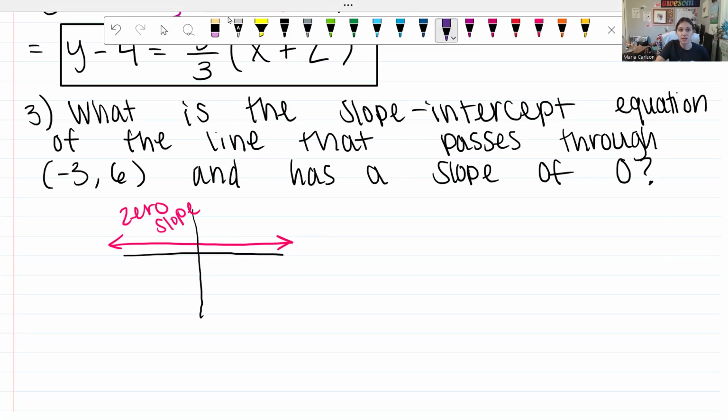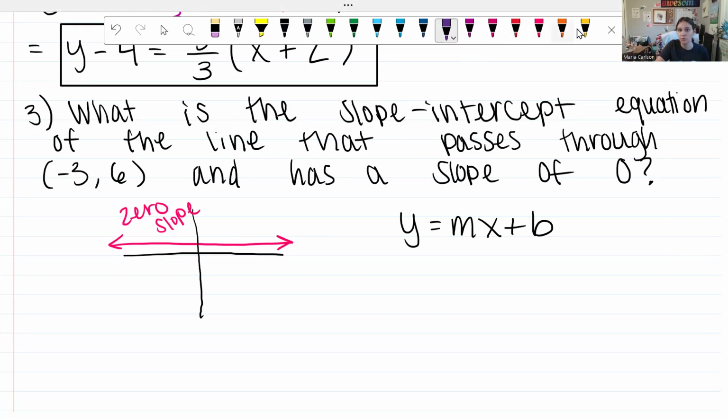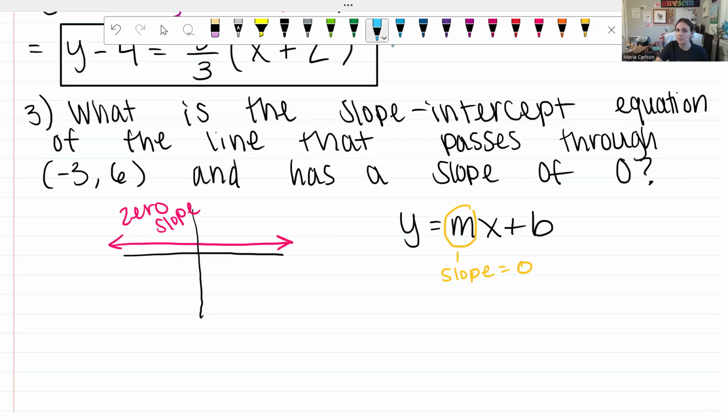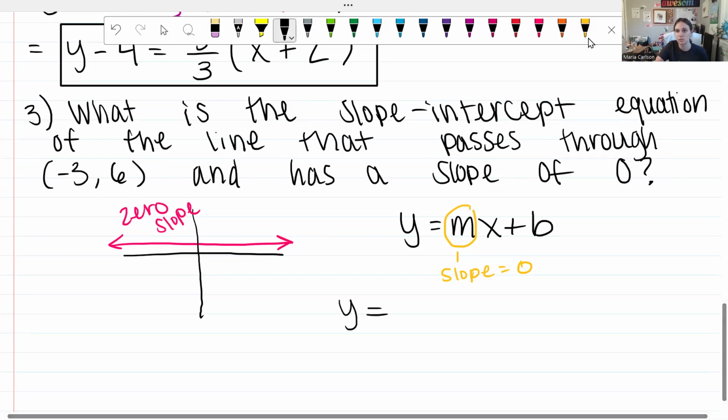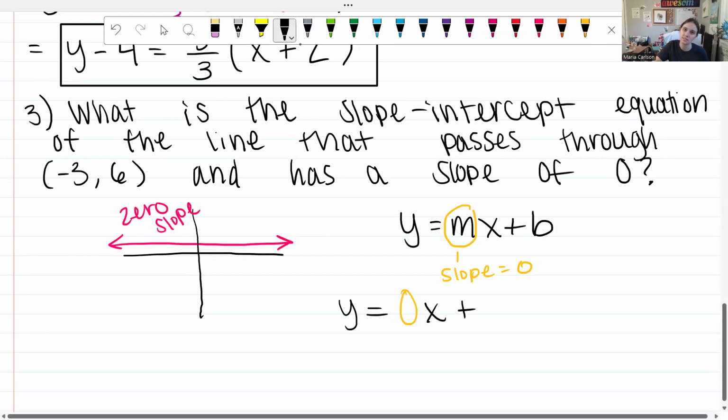So in order to do this, I know I'm going to write an equation that is y is equal to mx plus b. They tell us the slope, or our m value, is 0. They don't give us the y-intercept though. They give us this other point that it passes through. So I'm going to have y is equal to our slope of 0 times x plus whatever b is. And we don't know what that is.